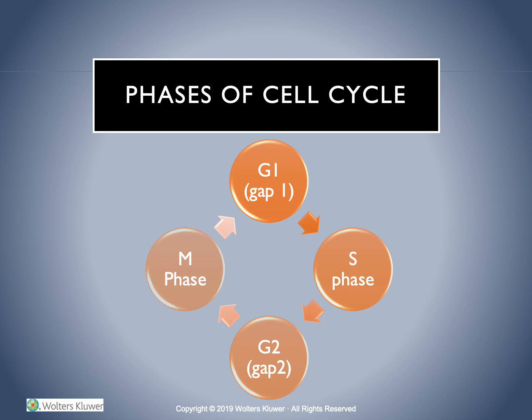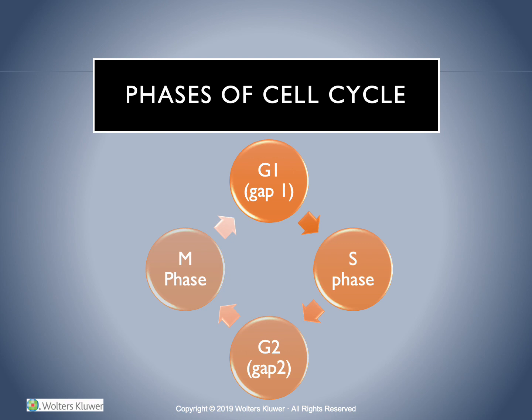In the G2 phase, or the gap 2 phase, after DNA replication, the cell enters this G2 phase. During this phase, the cell continues to grow and prepares for cell division. It checks for any DNA damage or errors and ensures that all necessary components for cell division are present.